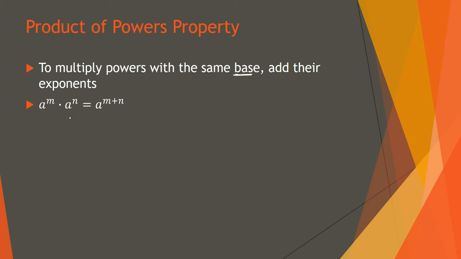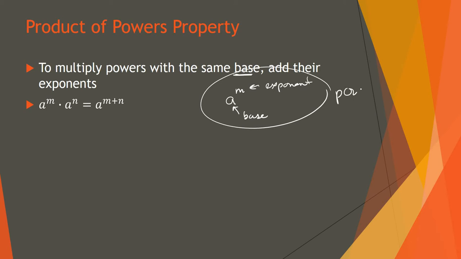The first is with some letters. So if I have the same base, I hope we all know that in this expression, a is the base and m is the exponent. The whole thing is called a power expression. So they have the same base. So to multiply powers with the same base, I add their exponents.